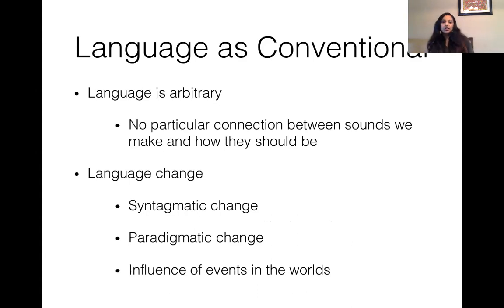Language as convention. Now, this is again something we've talked about in 315. The whole idea of a language is that you can have different words and different meanings, and there's really nothing that's connecting the sound and the form to the meaning, right? This particular notion of language is called arbitrariness, right? So language is arbitrary. But at the same time, we talk about language change, and language change, I think, is crucial to this class and this course, because we can talk about three different ways in which language is changed. One is called the syntagmatic change, and the other is the paradigmatic change. And then you obviously have all these world events that are influencing language change.